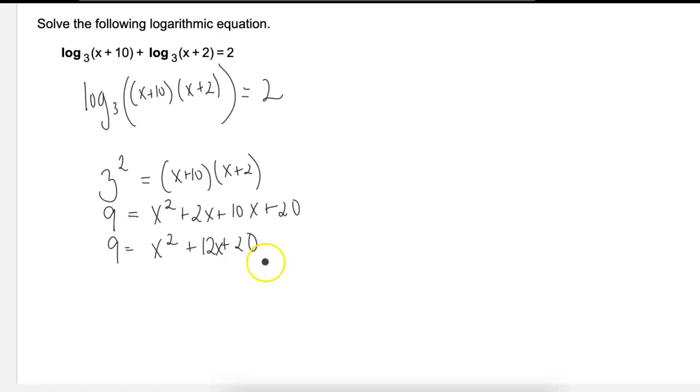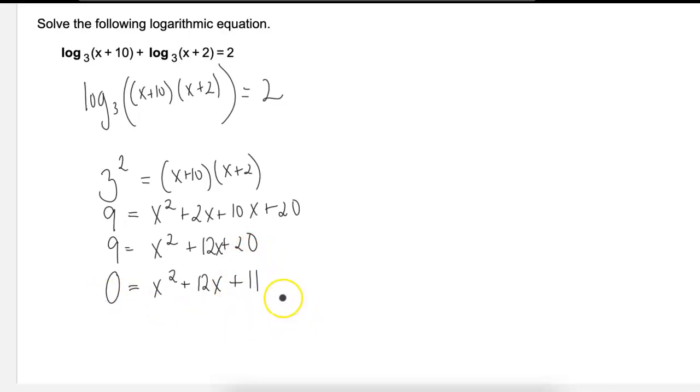The quadratic method, or most quadratic methods, start with setting the equation equal to 0, meaning I need to subtract 9 from both sides. So if I subtract 9 from both sides, meaning this constant over here in particular, I'm going to have the following equation.